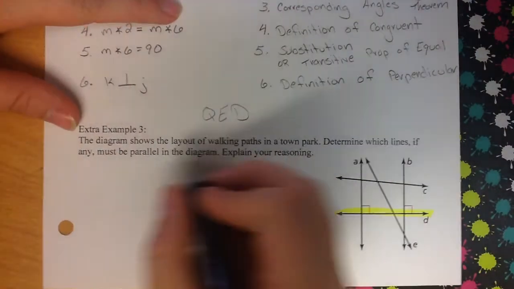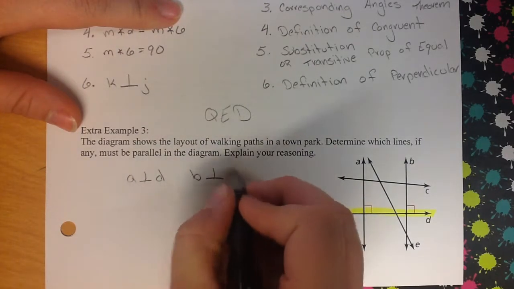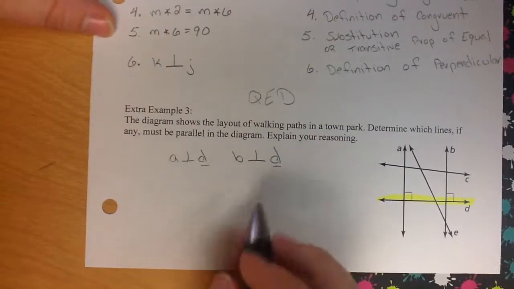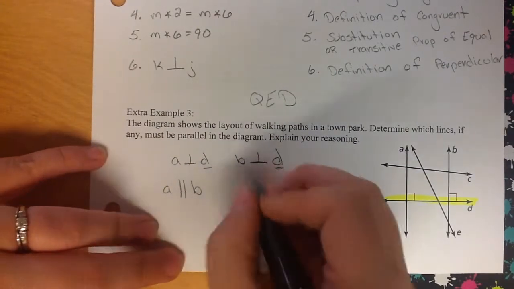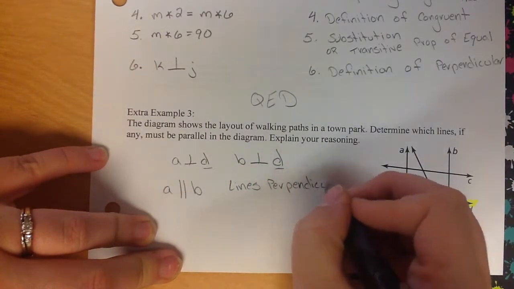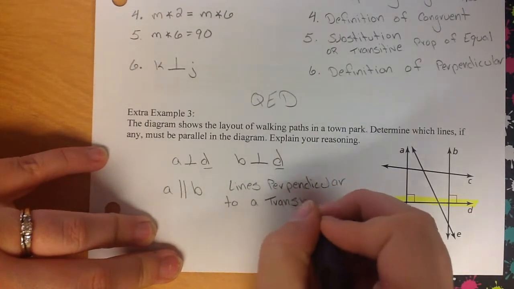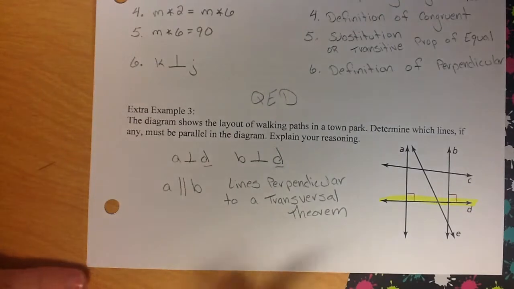So let's write that down. I know A is perpendicular to D and B is perpendicular to D. So using our lines perpendicular to a transversal theorem, I have A perpendicular to T and B perpendicular to T. Both of them have that D in there. So we know that A is parallel to B, and we know this because of what? The lines perpendicular to a transversal theorem.